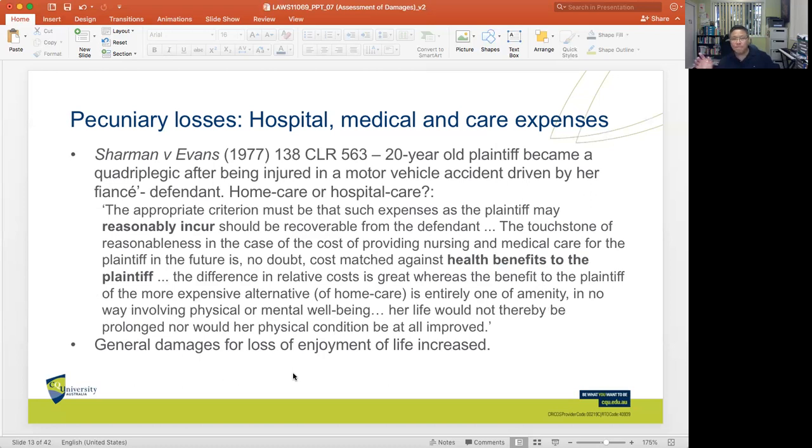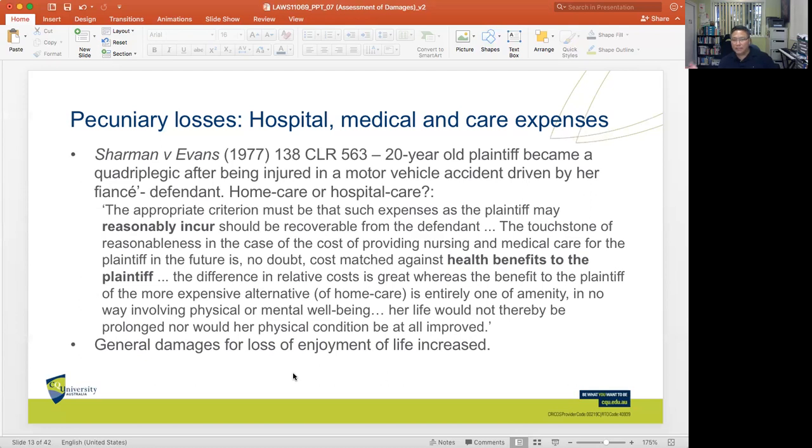So here the court said that the health benefits to the plaintiff were greater if she was in hospital care, as opposed to being taken care of at home, where it was all about amenity or convenience or enjoyment because of the presence of family members. But having home care in no way involved the physical or mental well-being of the patient. So the focus was on the health benefits, not on the amenities or comfort or convenience or enjoyment of the plaintiff. So the court said that her life would not thereby be prolonged, nor would her physical condition be at all improved if she were to be taken care of at home.